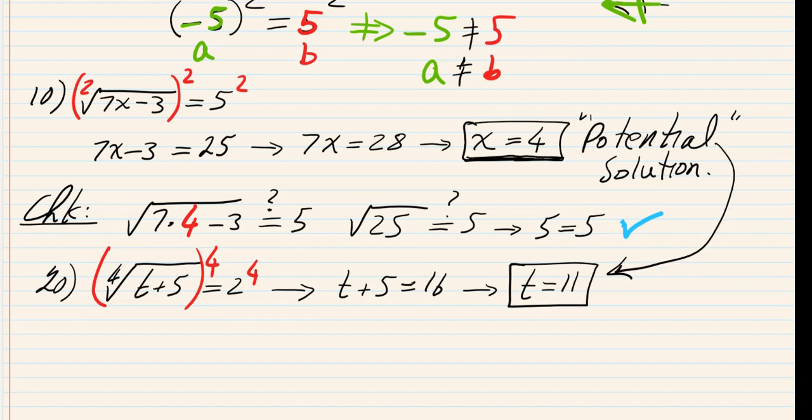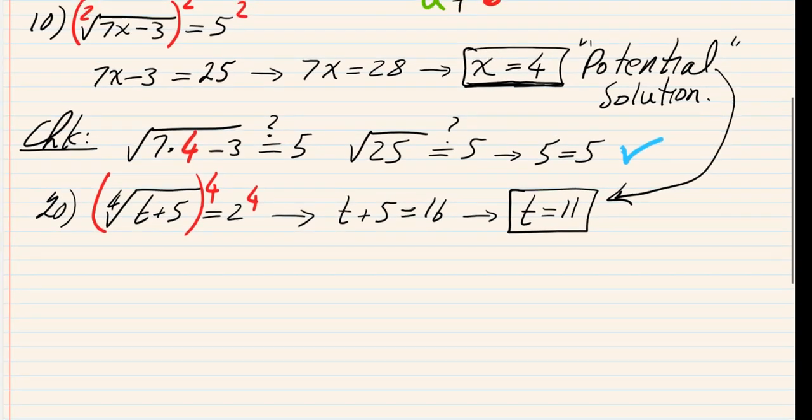It is a potential solution, right? At this point, until we verify it. So here is our check. I'm going to go with the 4th root of t, but then t was what, 11? And then plus 5. Will it equal 2?